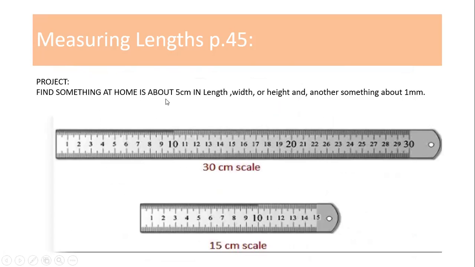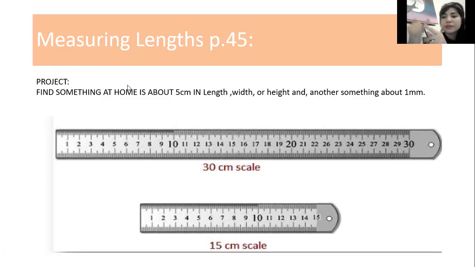Find something at home that is about 5 centimeter in length, width or height, and another something about 1 millimeter. Maybe you can find something like a small bottle, so it is 5 centimeter, and 1 millimeter. I think our tip here is 1 millimeter.